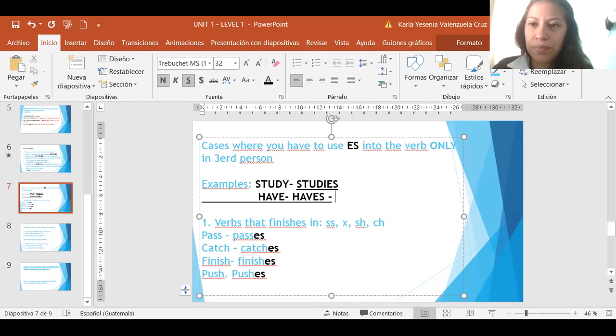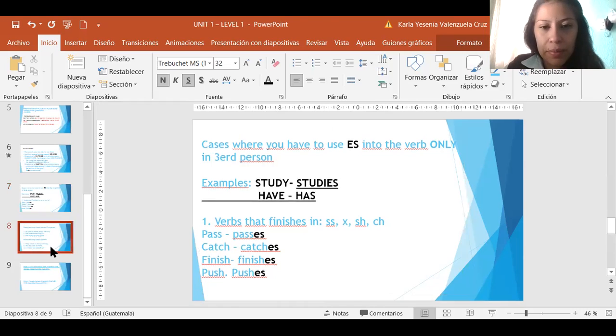Y hacen esto. Está incorrecto. Esto no existe. Esa palabra no existe. No se dice have, ¿ok? Error. La opción correcta es has. Sorry. Has. ¿Ok? Study, studies. Have, has. Este está malo. Si ponen esto en el examen, está malo. Está incorrecto. ¿Por qué? Porque esa palabra no existe. ¿Sí? No existe esa palabra.